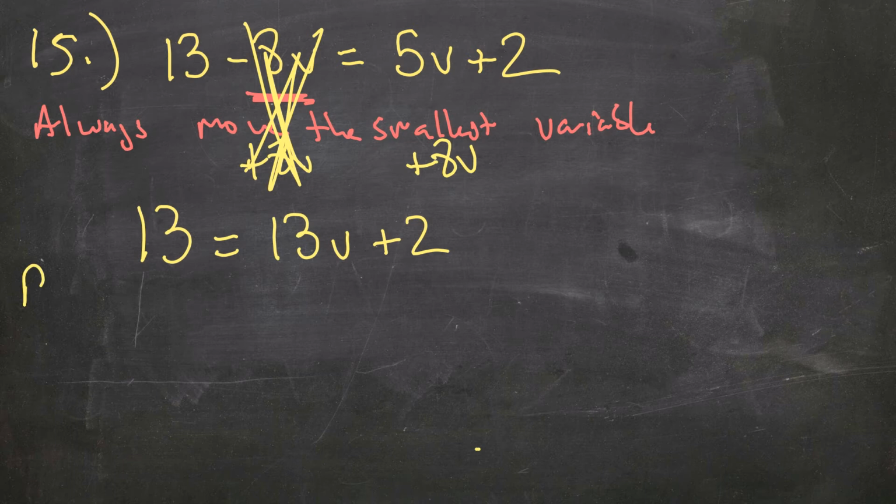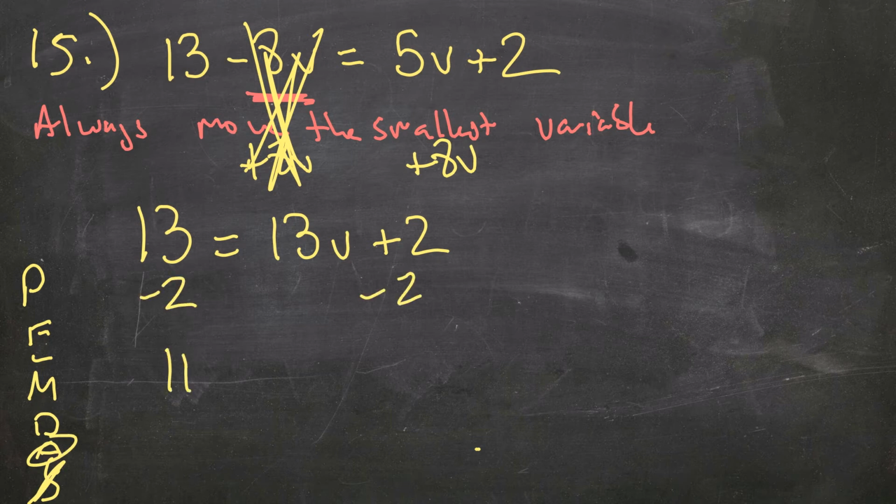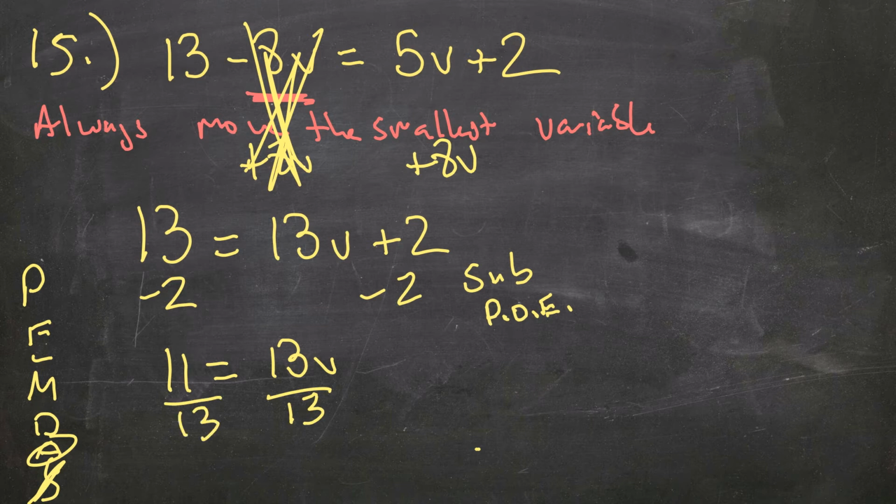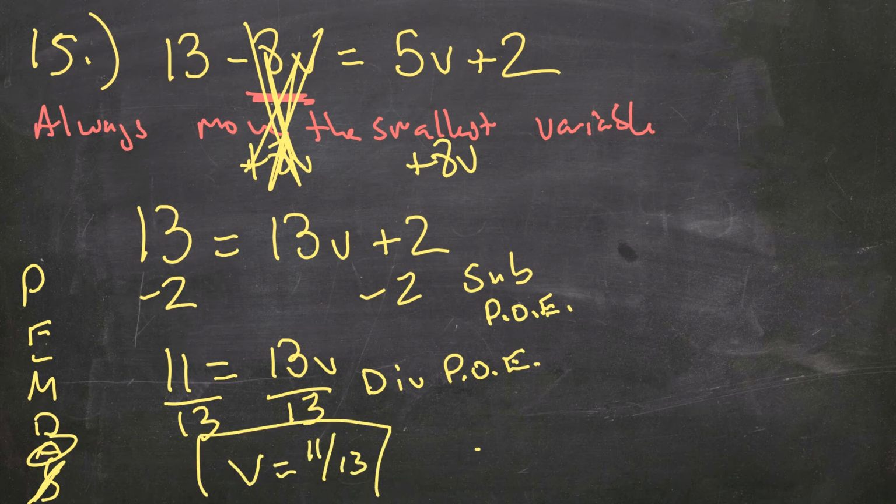Now that I have one variable, I can start thinking about PEMDAS. I don't see any subtraction. I see addition. That's why I'm minus 2 from both sides. I get 11 equals 13v because of the subtraction property of equality. Now I divide by 13 on both sides because of the division property of equality. I get v equals 11 over 13. Just leave it as 11/13.